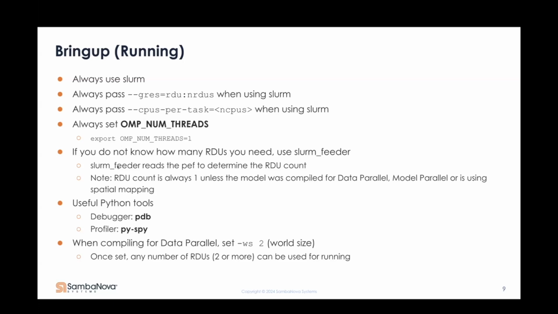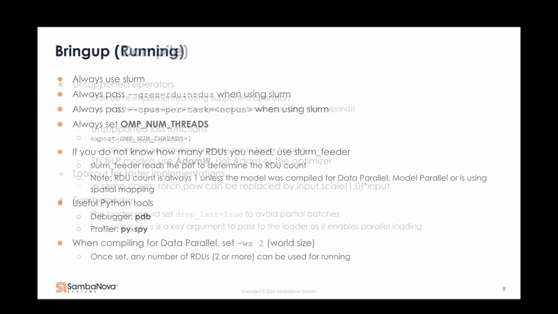If you don't know how many RDUs you need for model testing and development, you can take advantage of the Slurm feeder. An RDU will basically always be considered one to Slurm, unless you're taking advantage of data parallel, model parallel, or using spatial mapping. And at that point, the batches can be configured slightly differently.